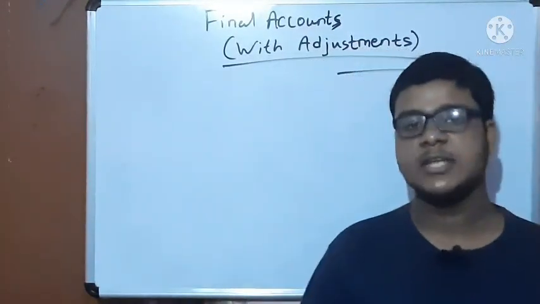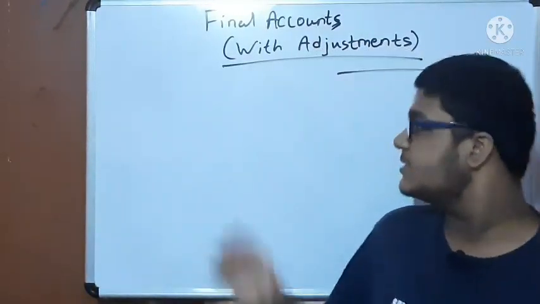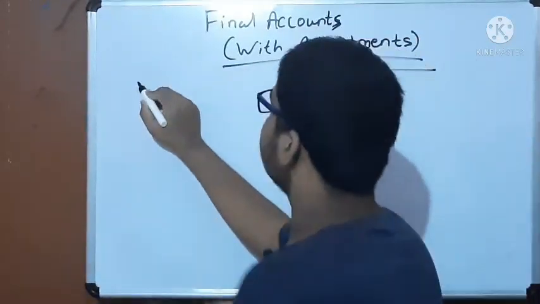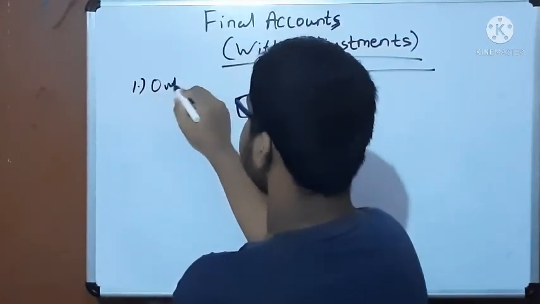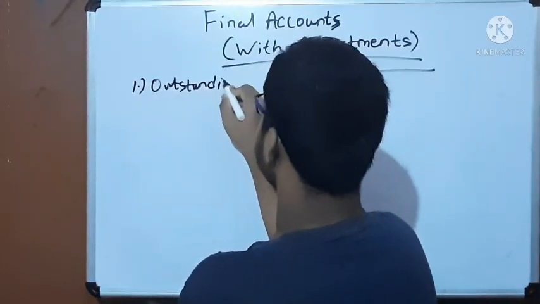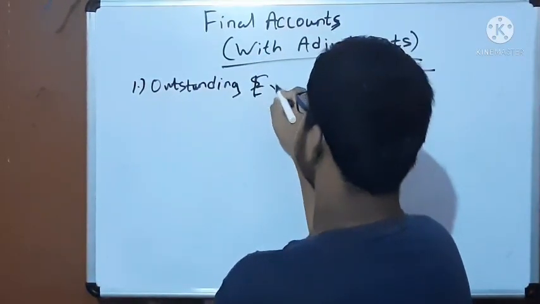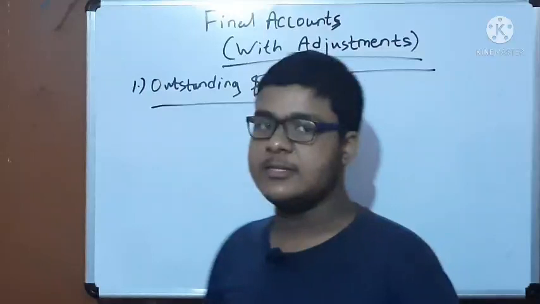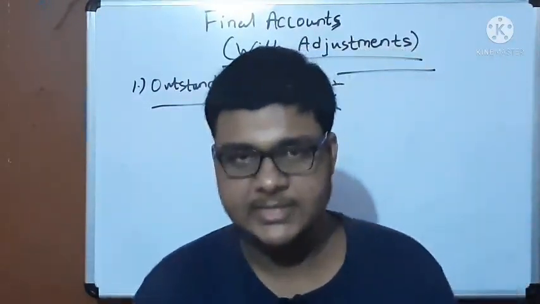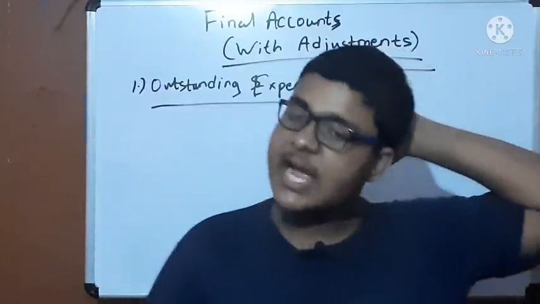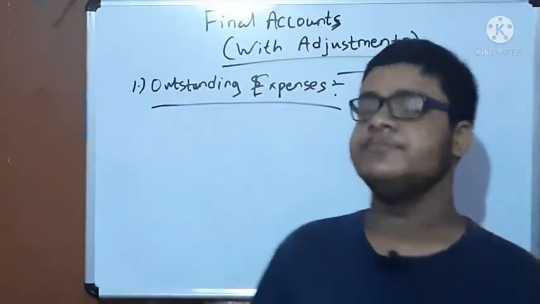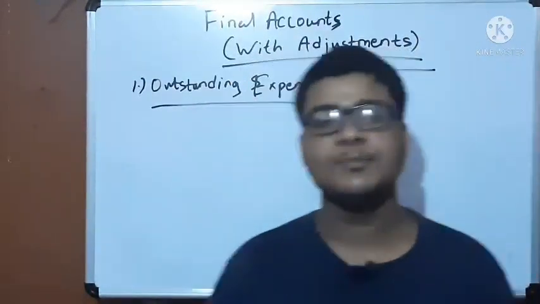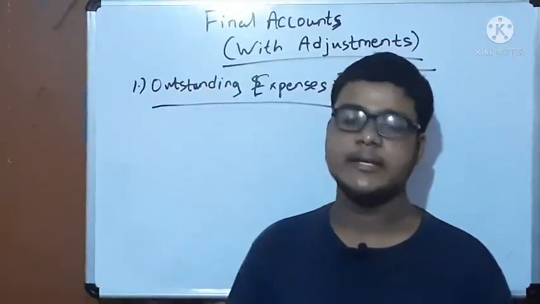So the first adjustment that we are going to discuss in this second chapter is outstanding expenses. So what is outstanding expenses? Know the meaning. Please note down in your copy, because I am not going to write on the board and waste time. So please write in your copy.